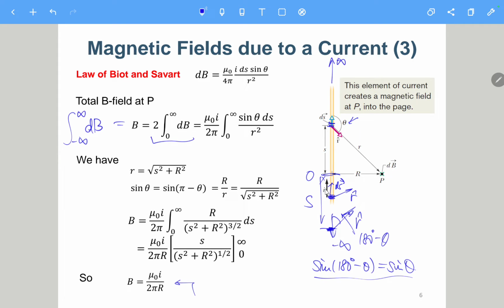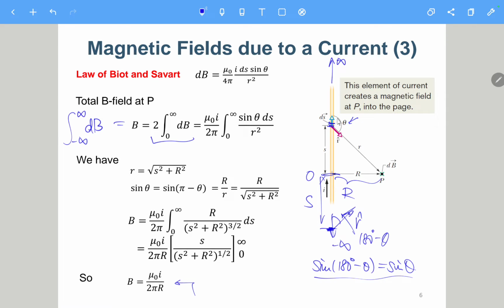And then, okay, so here we would like to determine r. Actually, we need to integrate over ds over s. So r is, of course, a function of s, because this is capital R, which is a fixed value. This is capital R. This is capital R. So for this right angle triangle, s squared plus capital R squared is small r squared. So we take the square root on both sides. We have small r equals this square root of s squared plus capital R squared.